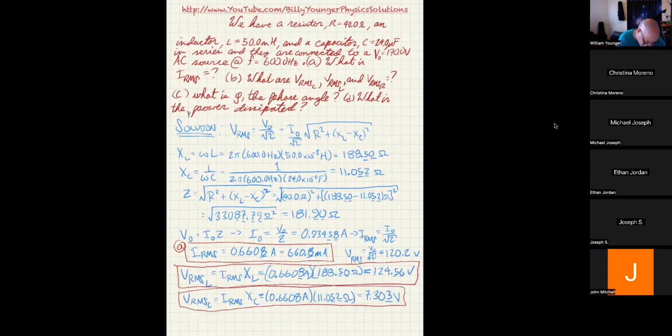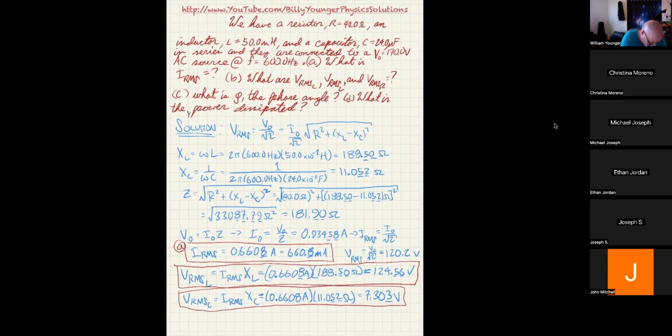You can see already, since we did calculate VRMS, there was a reason to it. VRMS was 120.2. You can see already that just the voltage across the inductor is bigger than the RMS that the actual source is putting out. So we know they're not going to add up like the regular DC does.